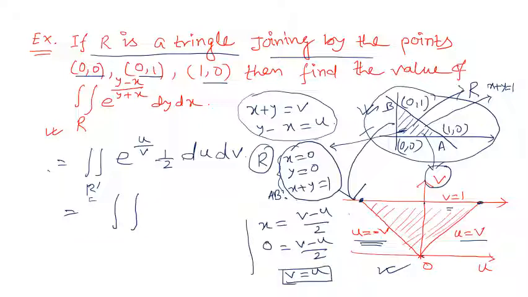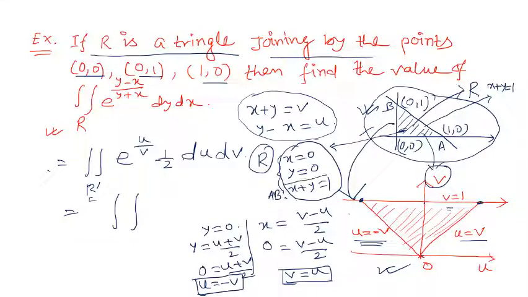Similarly, for y equals to 0, we have already calculated y equals to u plus v by 2. That means u equals to minus v. So if I am putting y equals to 0, then it will be u plus v by 2 equals to 0. That means u equals to minus v. This is another straight line.